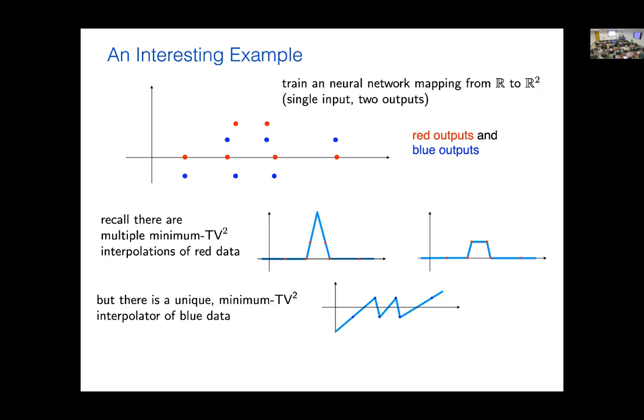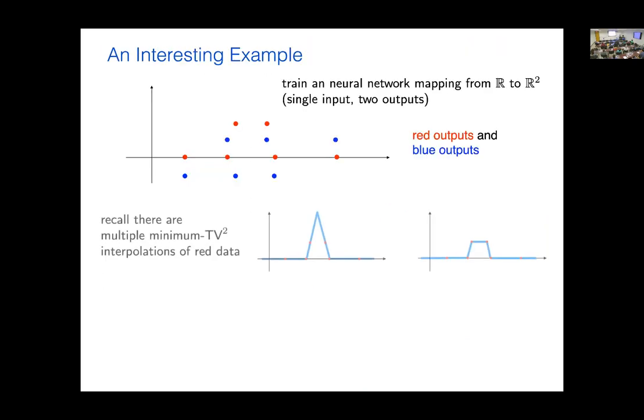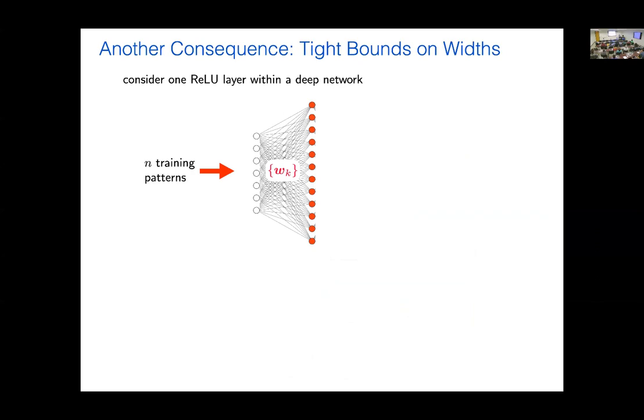So now you can say, well, what happens if we train a neural network to fit both of them simultaneously? And something interesting happens. Because of this neuron sharing property, or encouragement, that I just showed, there's a unique solution in this case. So you'll actually get this guy and this guy. You'll never take this one or any of the other solutions to that red interpolation problem. Somehow just adding an additional output eliminates some of the ambiguity in what the solution could be. So more outputs constrain things more, which does make some sense.